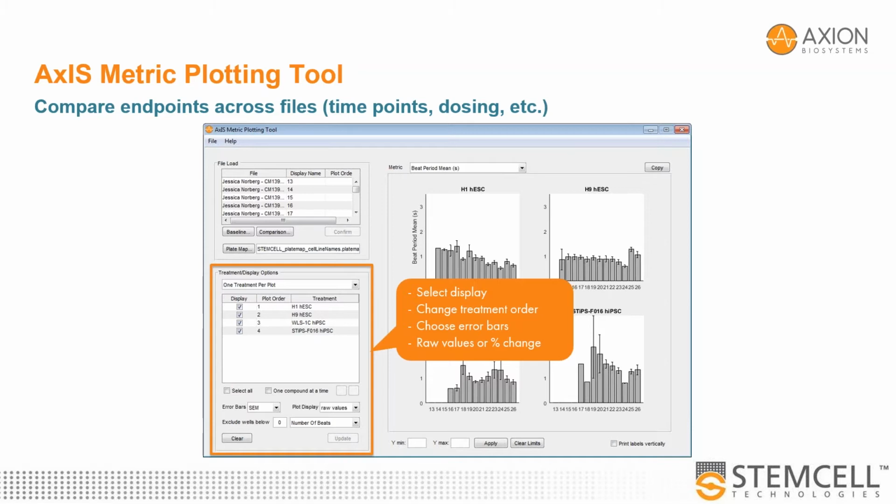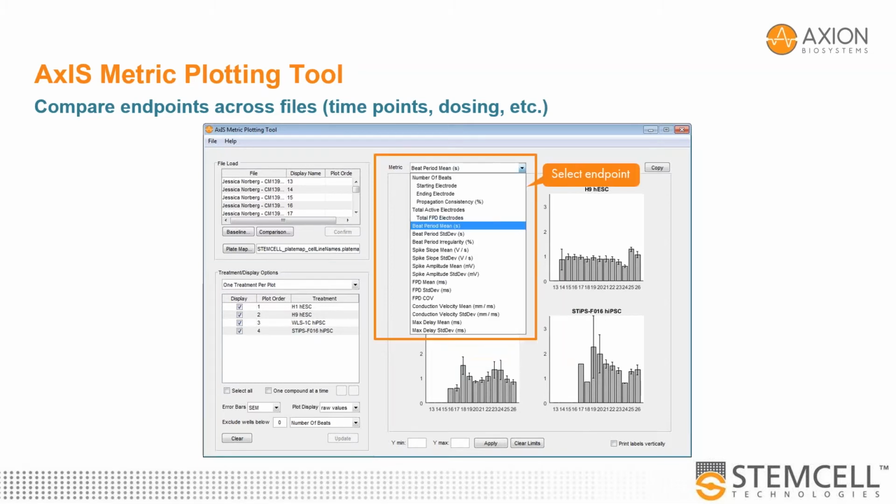You can compare across time points or dosing conditions by showing either one treatment per plot or one time point per plot. You can also change the order of treatments in the plot. You can display either standard deviation or standard error of the mean for the error bars, display raw values or percent change from baseline, and even exclude wells that don't meet a minimum activity criterion. With a simple drop-down, you can explore all of the endpoints provided by Axis.